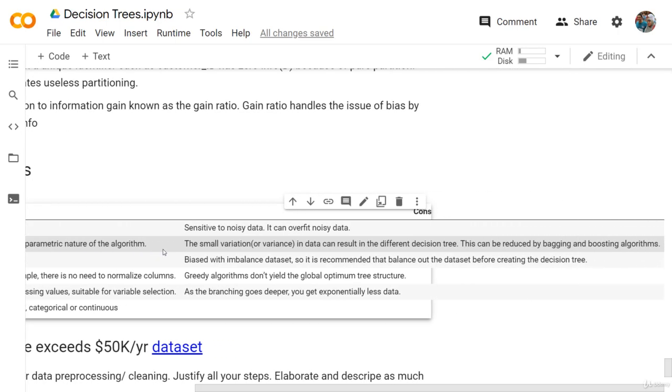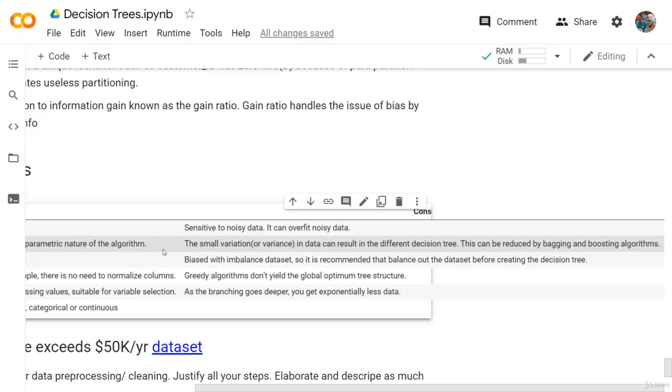Of course, the first problem is that it's sensitive to noisy data. So if we have noisy data or outliers, it can overfit this noisy data, these outliers, or this corrupted data, right? There is no sanity checking in the decision tree, right? Whatever you give it, it will trust it, right?